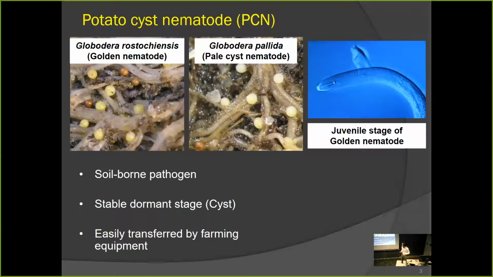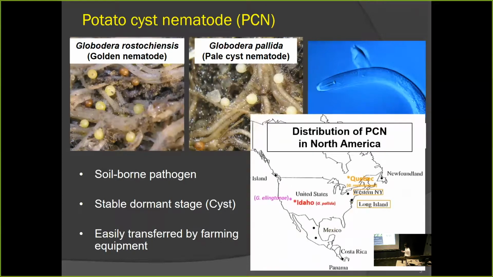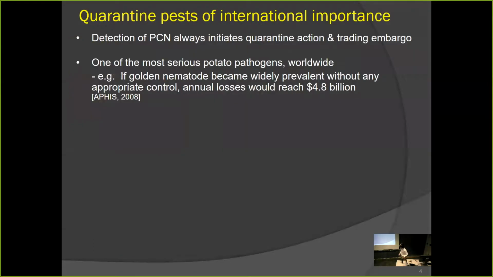this pathogen. In the United States, the golden nematode is distributed in New York State here, and the pale cyst nematode is distributed in Idaho. Detection of the potato cyst nematode always initiates quarantine action and trading embargo. And this is one of the 3 most serious potato pathogens in the world.